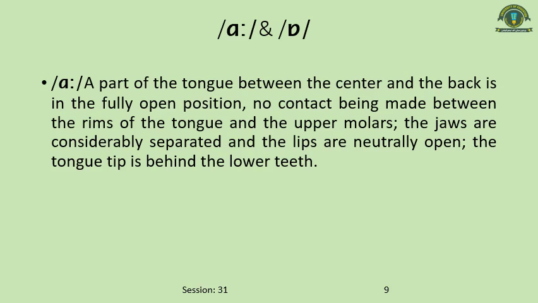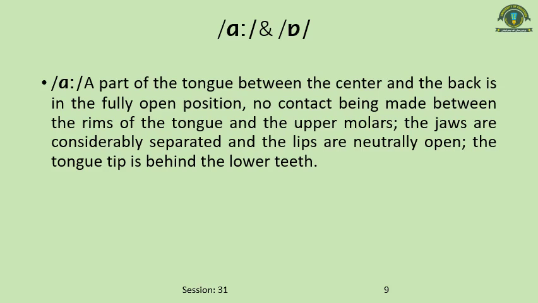A part of the tongue between the center and the back is in the fully open position, no contact being made between the rims of the tongue and the upper molars. The jaws are considerably separated and the lips are neutrally open. The tongue is behind the lower teeth. So, the part of the tongue between the center and the back is in the fully open position.